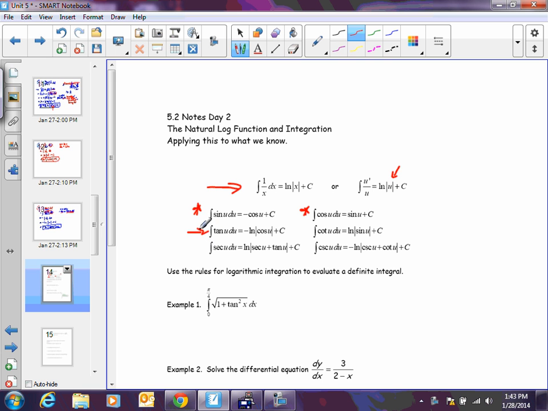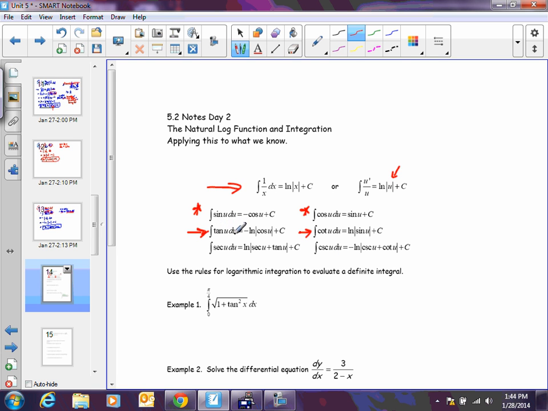Yesterday, integrating tan was new, and integrating the rest of these was new. What I would suggest is that you already have the top two memorized. This week, focus on memorizing these two. They're similar to each other, so maybe memorize one and then the relationship to get to the other one. And then next week, focus maybe on memorizing these last two. Just don't wait till the last minute, because then they're going to get all scrambled.